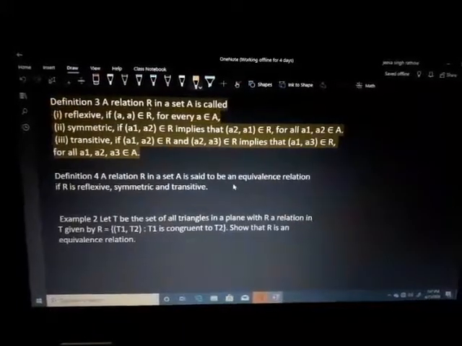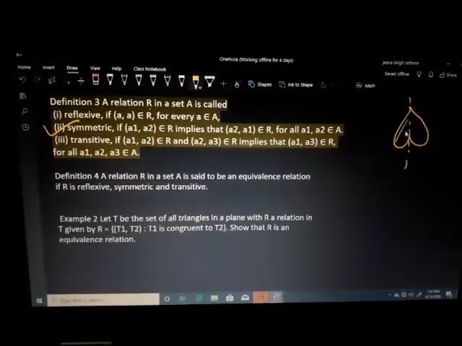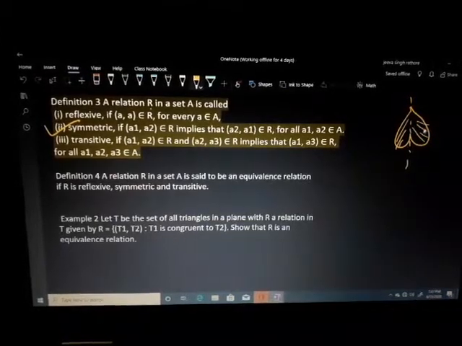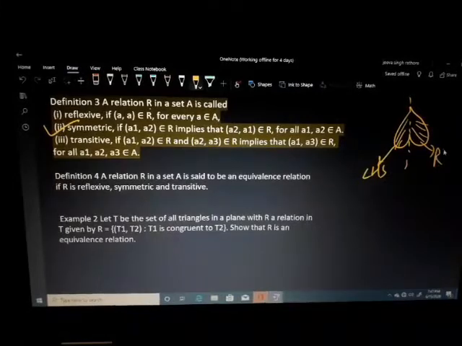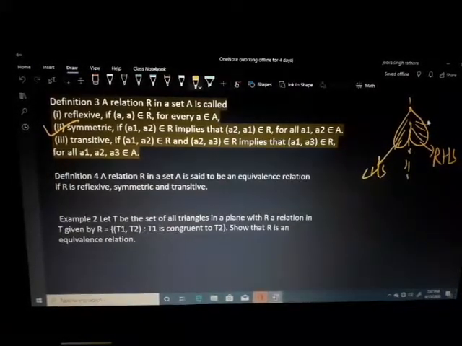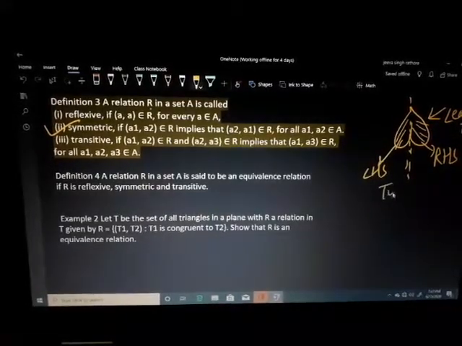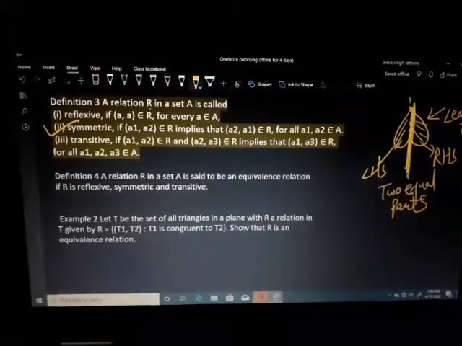Next, the second one is the symmetric relation. A symmetric relation is just like a leaf. This is the leaf, and this is the symmetry here. This part is the same as the other. This is the left hand side and that is the right hand side. This is the symmetrical line which divides the leaf into two equal parts. That's why this line is known as the symmetrical line.